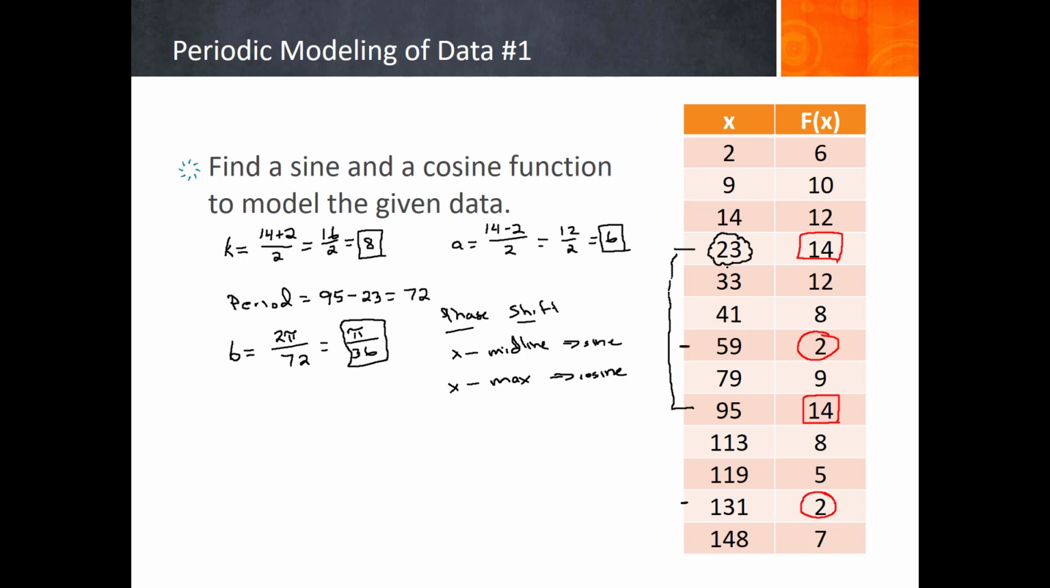Okay, so for cosine, if we're going to do our cosine equation, we know x has to be 23. So what about sine? The sine's a little harder, I think, here. Sine is when the function hits the midline. Well, we already found the midline, it's 8. So where do we see 8 in our data? So we're looking at y coordinates here. So the data goes 6, 10, 12, 14, 12, 8. So here's where we see this first 8.